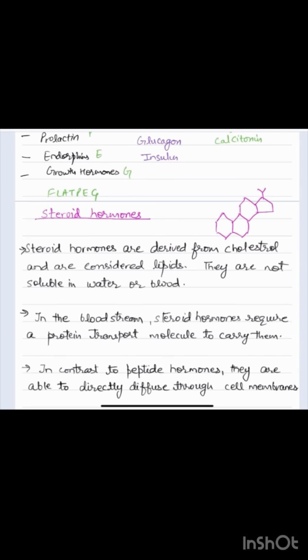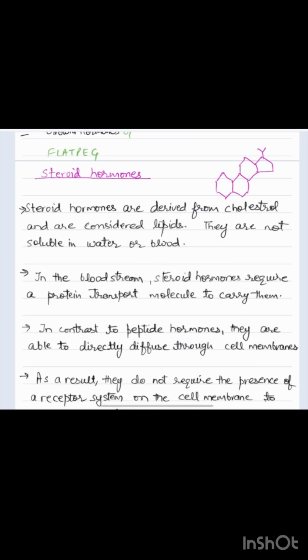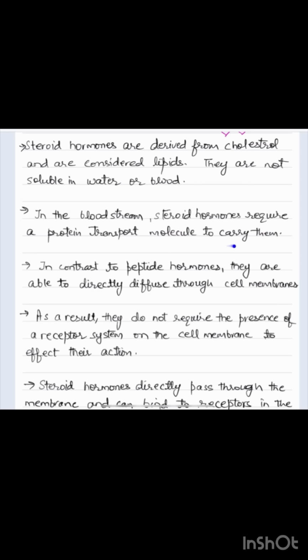So let's discuss the steroid hormones first. Steroids have a special characteristic: they have a four-ring fused structure. The four-ring fused structure tells us that the particular molecule is a steroid. They are derived from cholesterol, which also has this four-ring fused structure. And in the bloodstream, they require a protein transport molecule to carry them.